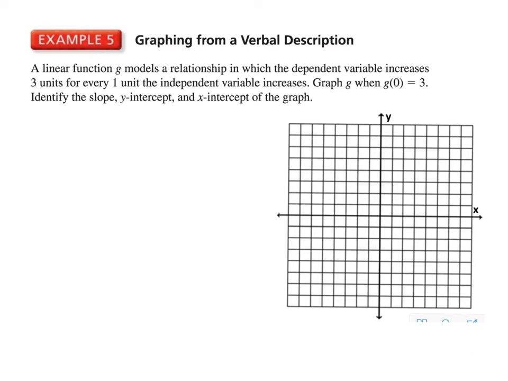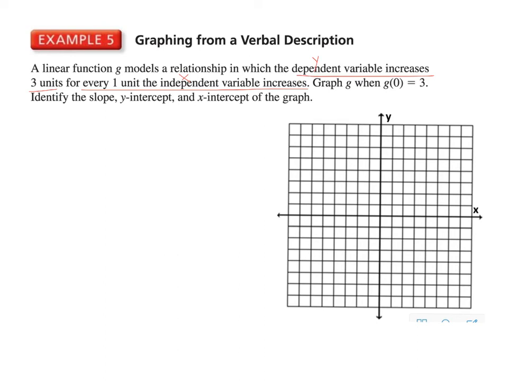All right, so a linear function g models a relationship in which the dependent variable increases 3 units for every 1 unit the independent variable increases. What does that mean exactly? Well, x is your independent variable, and y is your dependent variable, because y is always determined by whatever x is when you plug it in.